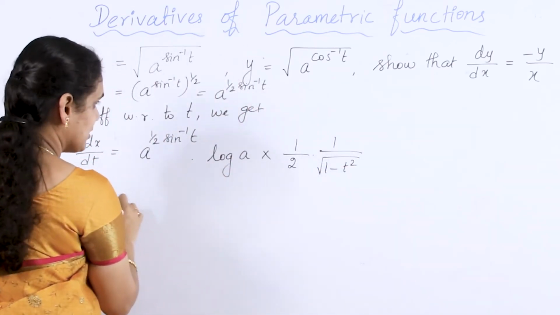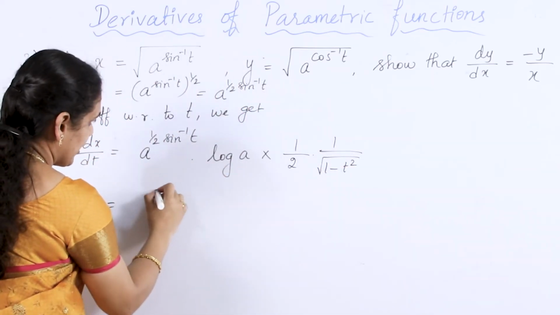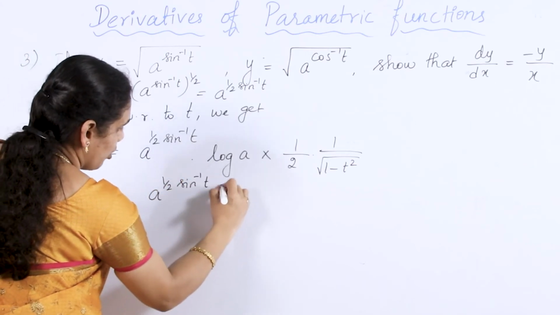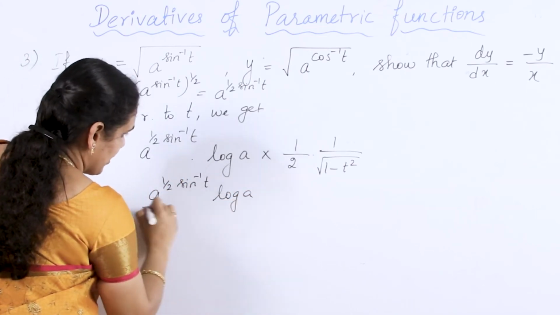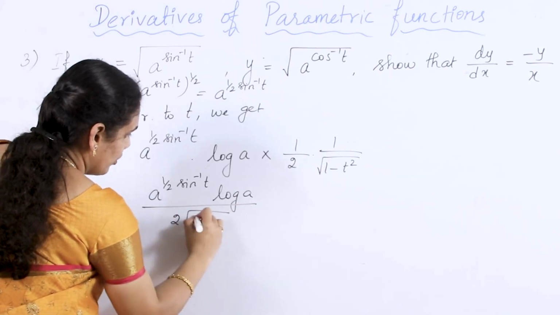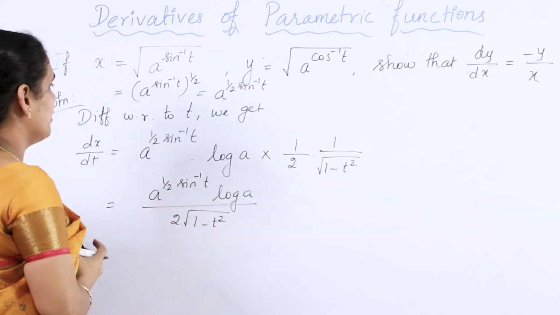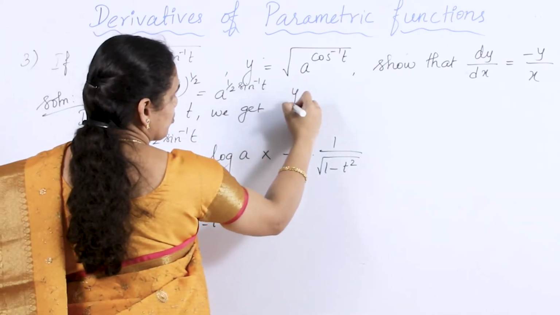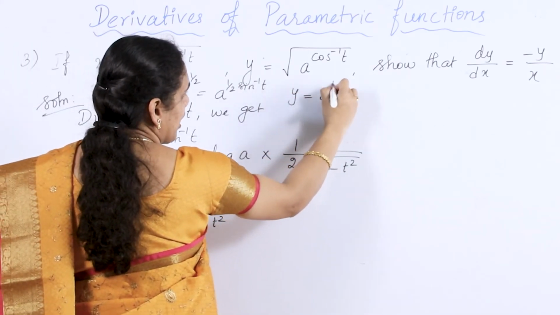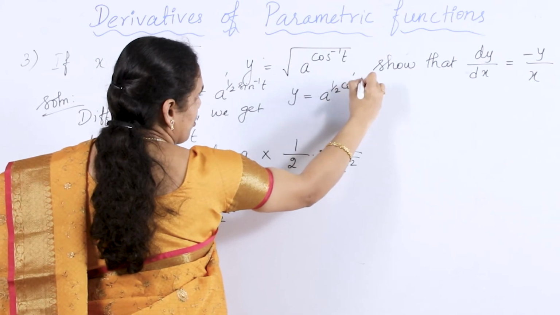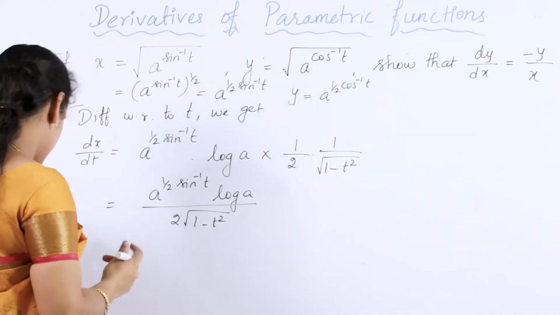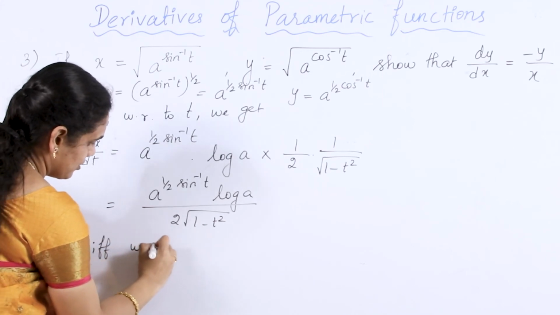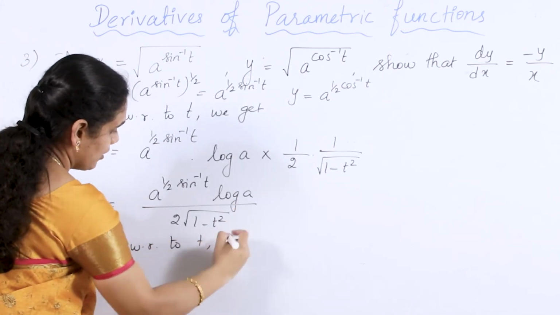So if you write this one, a to the power half sine inverse of t log a divided by 2 root over 1 minus t square. Alright, okay. Next we will differentiate y. Y also we can write this one as a to the power half cos inverse of t. Okay, so we'll differentiate this one with respect to t, that is y.